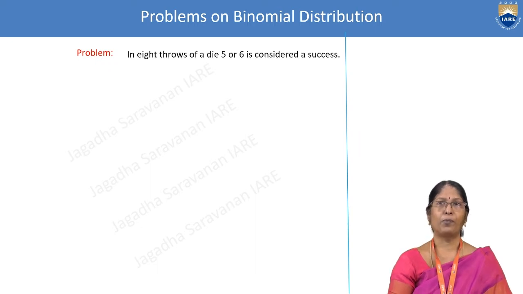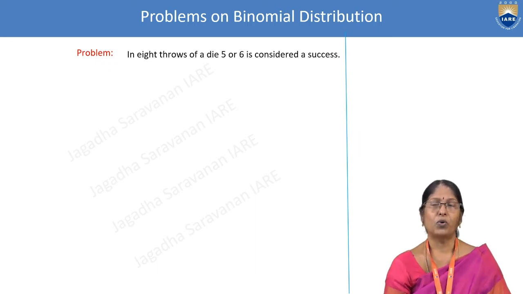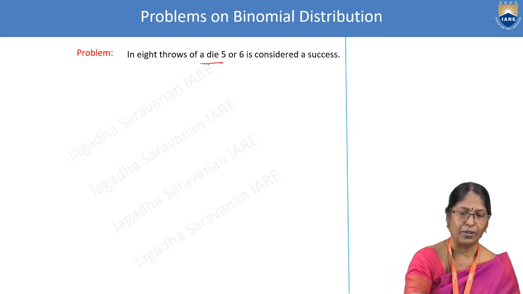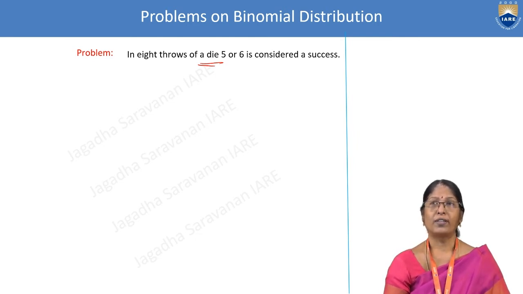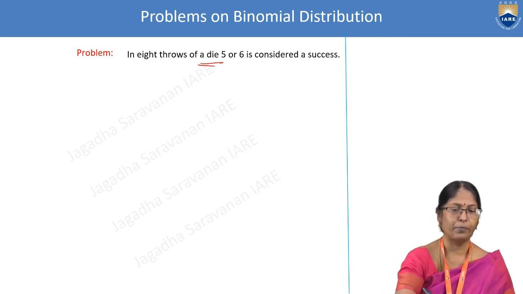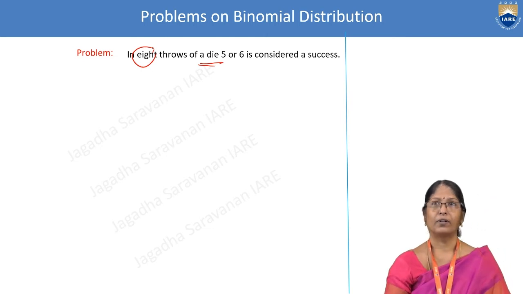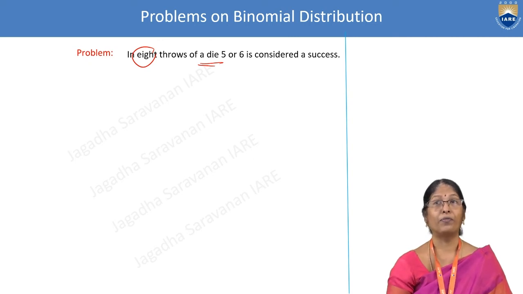Yeah, the next problem is: in 8 throws of a die. One die, your die is given. Die is singular, dice is plural. 5 or 6 is considered as success. That is, we are throwing a die 8 times. If you get 5, success. If I get 6, success. But if I get 4, failure. If I get 2, failure. Only 5 and 6 they told.